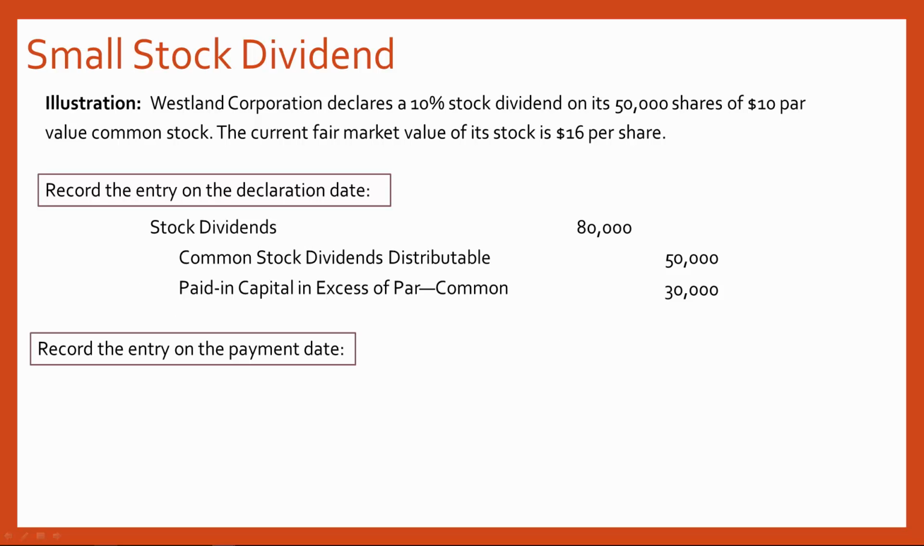On the payment date, all we need to do is decrease the common stock dividends distributable and increase the actual common stock account. We've already recorded the value of the dividends, and we've already recorded the amount in excess of par. We only need to show that those stocks have now actually been issued.